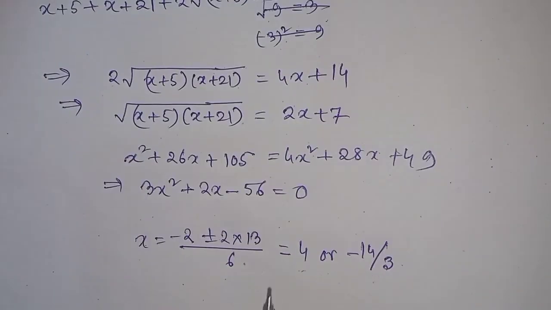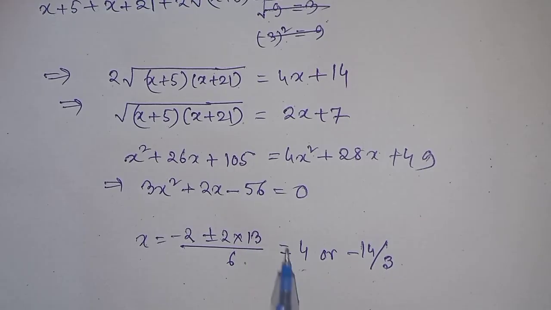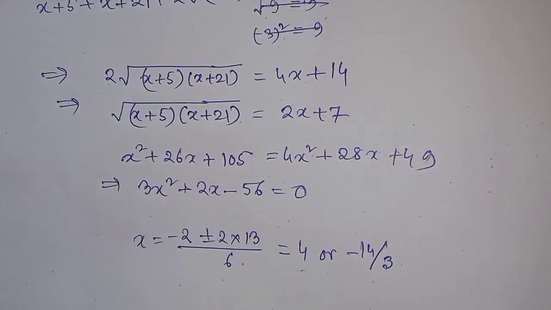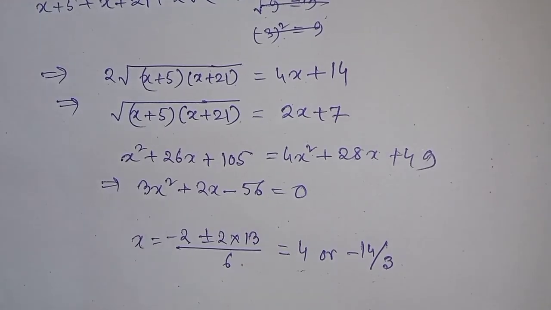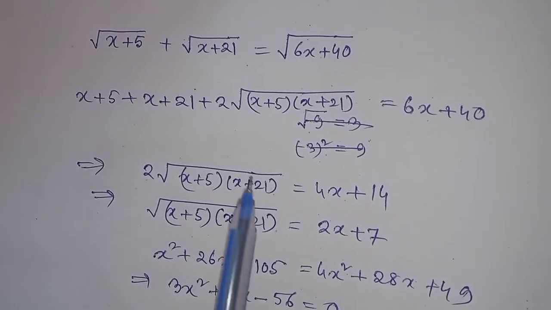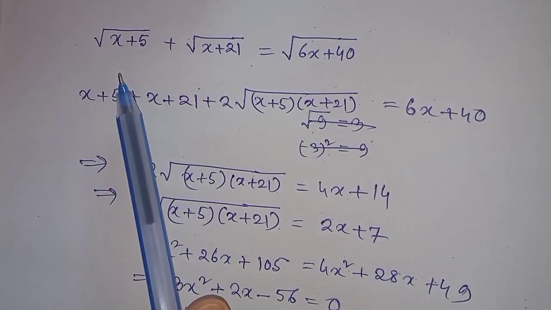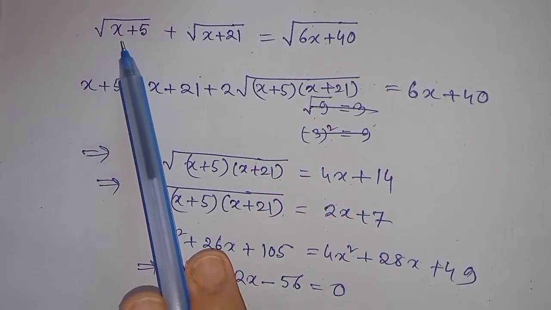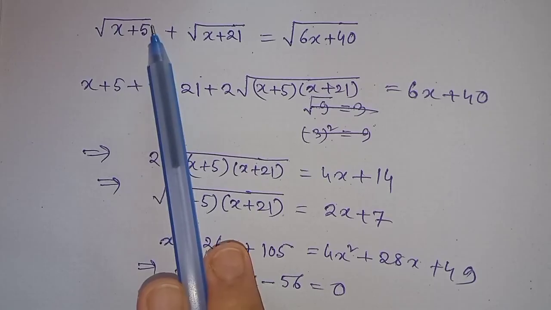But you might realize that substituting these values might be too time consuming. So I am telling a short trick. The shortcut is that we must check whether the domain is satisfied or not. For example, this thing inside the square root must be positive, only then is the square root defined.